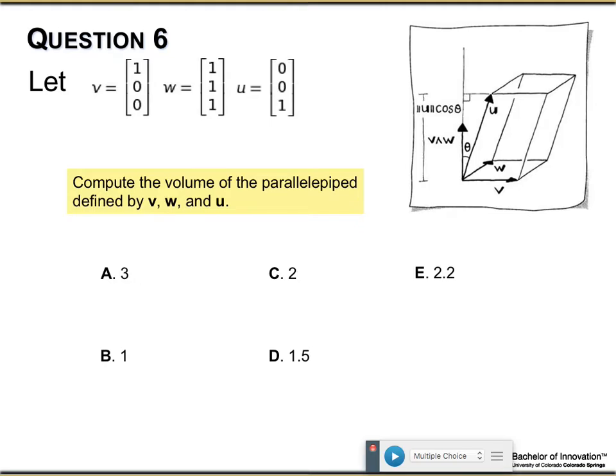Okay, given U, V, and W, compute the volume of the parallelepiped defined by V, W, and U. You can work with a partner.